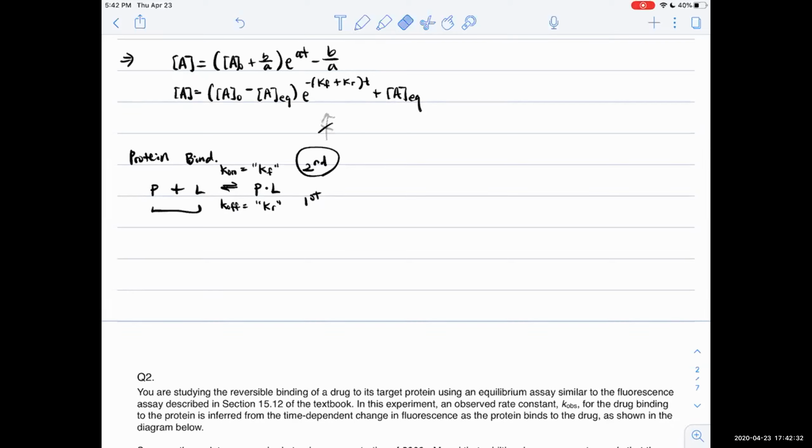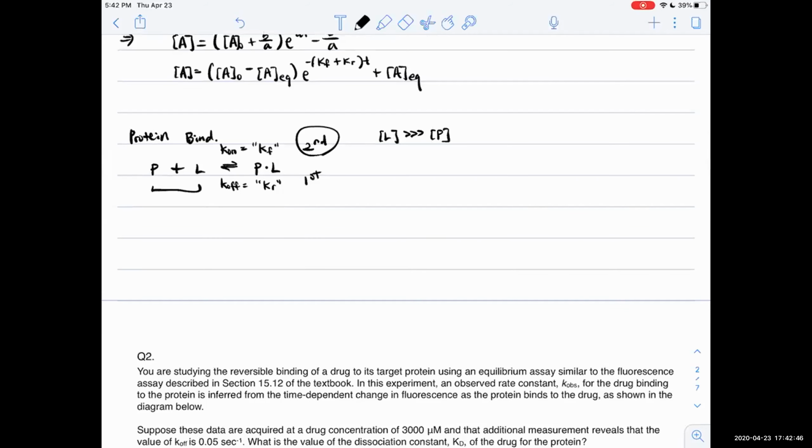But we can actually make one assumption: if you make the ligand concentration bigger than the protein concentration, we can consider the forward reaction K on to be pseudo first reaction order. So let's see why that is the case. If you were to write the second order, it's going to be K on times the ligand concentration times the protein concentration. And if you make the ligand concentration really high compared to the protein concentration, let's see what happens.